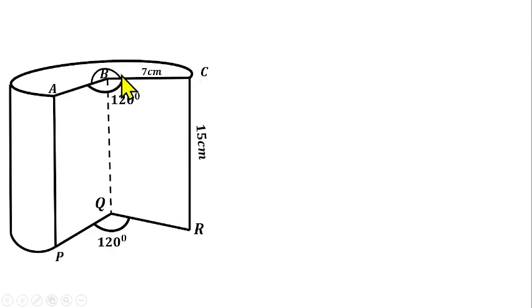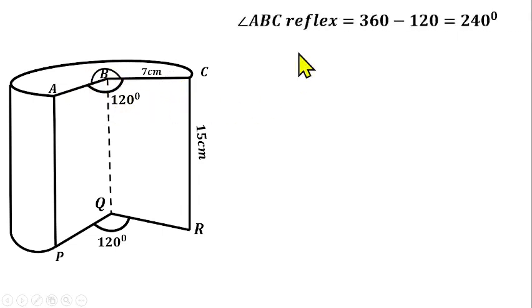So how do we find the remaining angle of this circular top, since we know that from here to here is 120 degrees? We know that the angle at a point, or the total angle in a circle, is 360 degrees. So that means angle ABC, the reflex angle here, is going to be 360 minus 120, and that should give us 240 degrees.